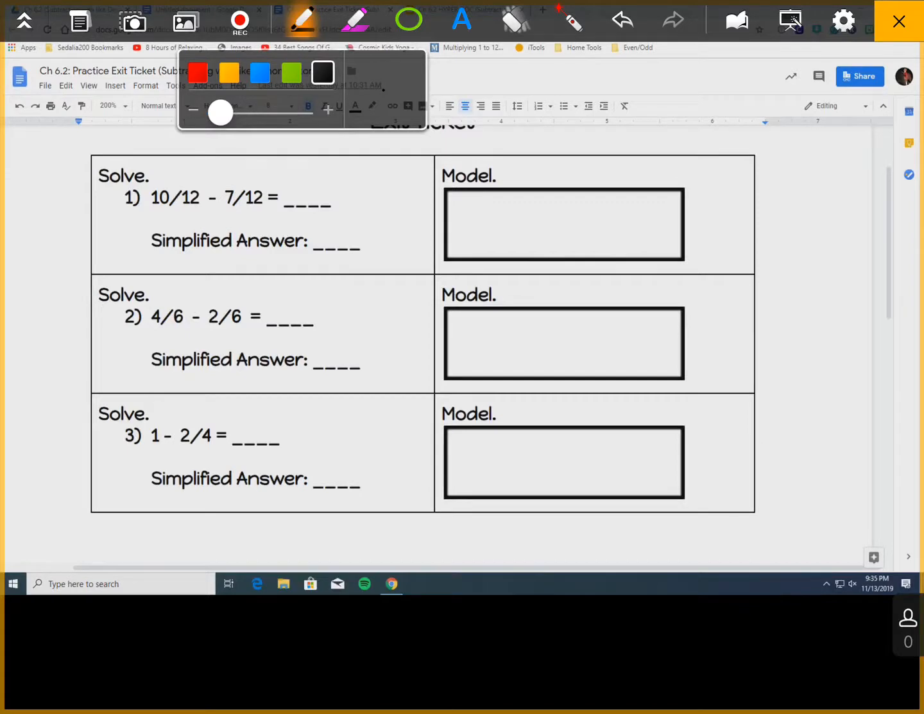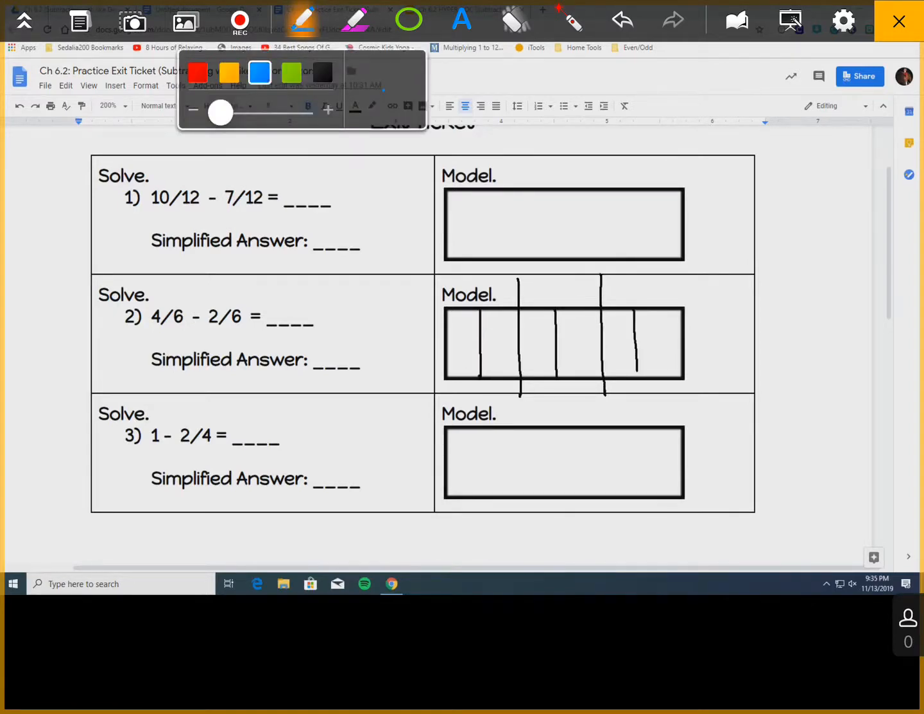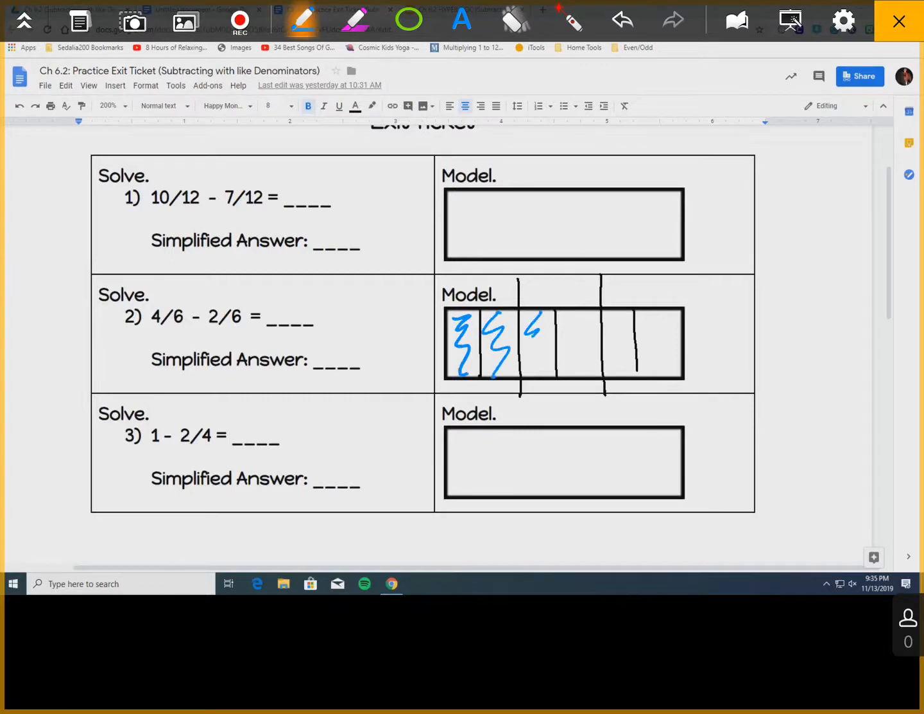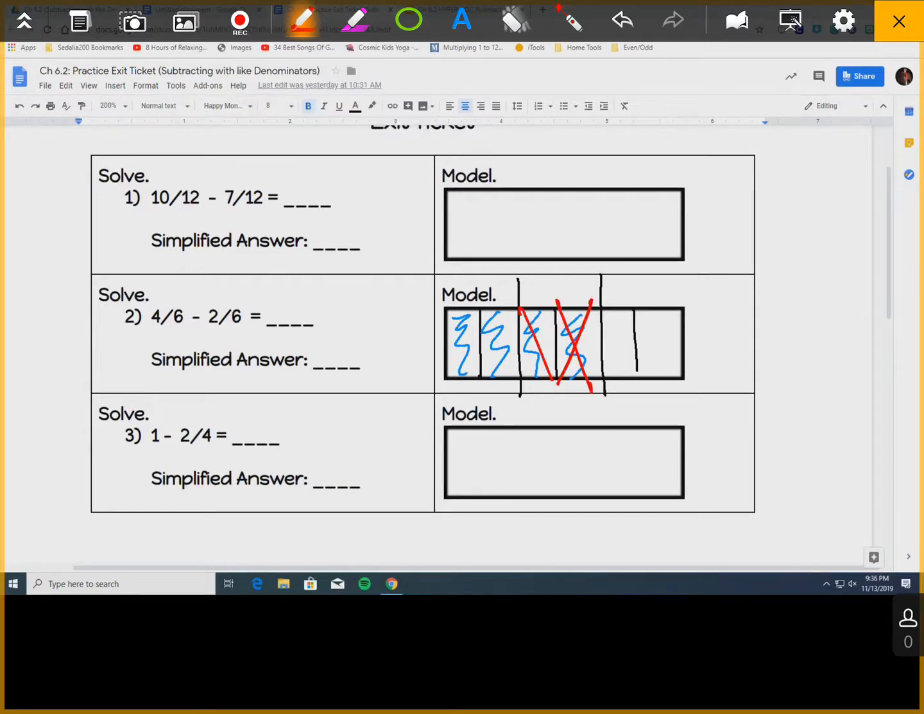4/6 minus 2/6. Well, if I'm starting to take away 6ths, I need to cut my whole into 6ths. So I'm going to cut that in thirds and then do 2 times in each part. It says I need to start with 4/6, so I'm going to color in 4 out of those 6 pieces. And I need to take away 2 of those pieces that I colored in. Well, that leaves me with 2 out of my 6 remaining.